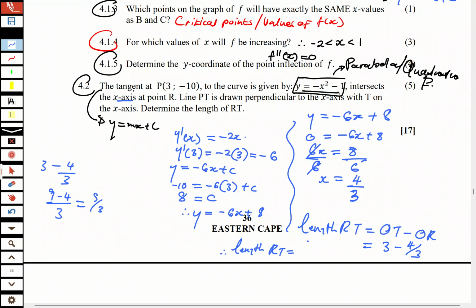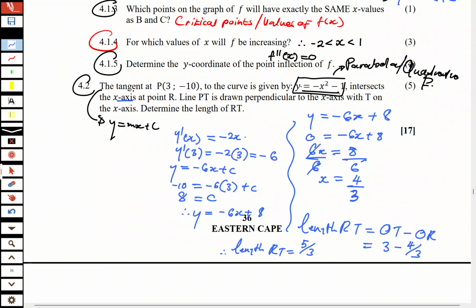So the answer is simply 5 over 3. So that's your answer then, and we are done with that question. Guys, don't skip if you see that the question has an error. Try by all means to work it out. If you skip, they're not going to give you anything.